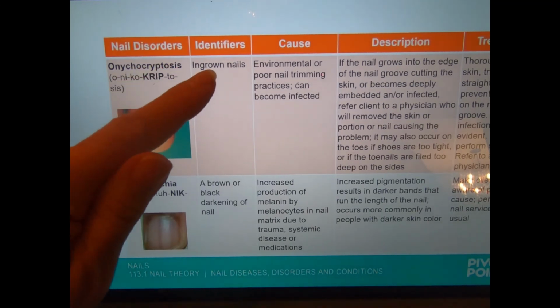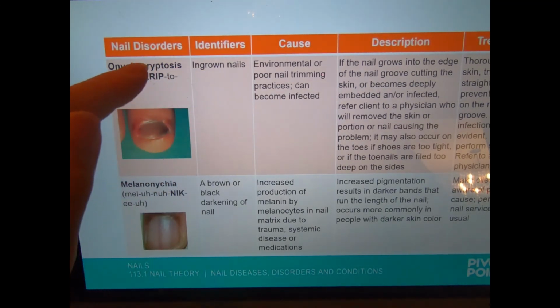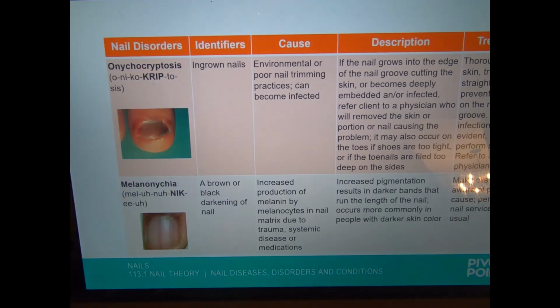Onychocryptosis. If I have an ingrown nail, if you've ever had one, you know that it makes you want to cry because it hurts so bad. All right, so you're just going to trim it, refer them to a physician if need be.